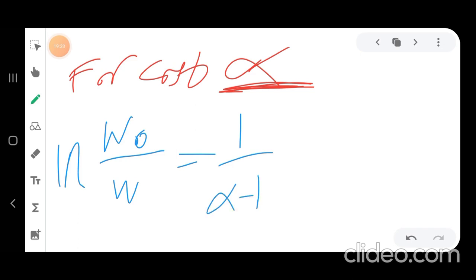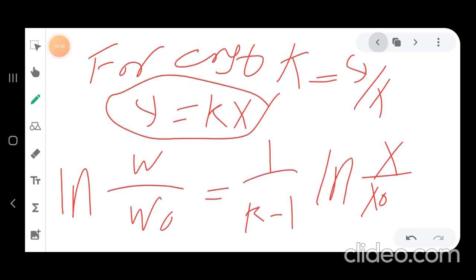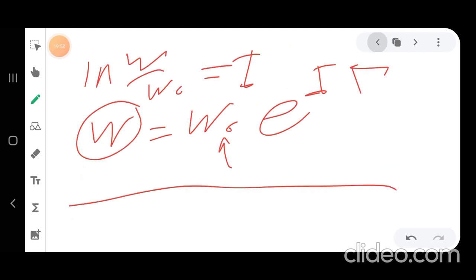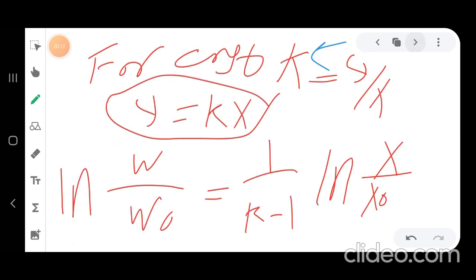Then we have ln x naught over x plus alpha ln 1 minus x over 1 minus x naught. Yeah, that's it. This is the analytical equation, and be careful that it's only valid if you have a constant relative volatility. If you have a constant distribution coefficient, you can use the previous equation. If you don't have constant alpha or constant k, and you have a table instead, then you need to go for numerical integration, the trapezoidal rule or whatever rule.